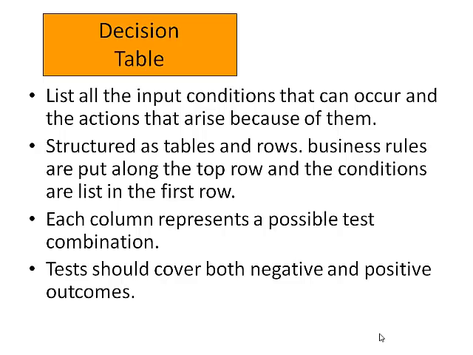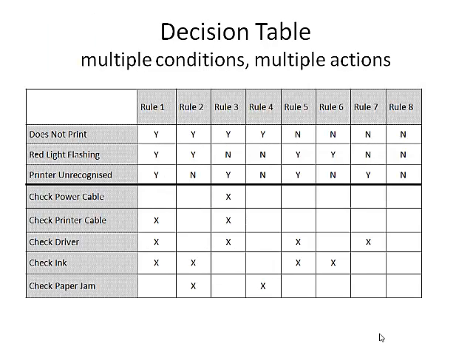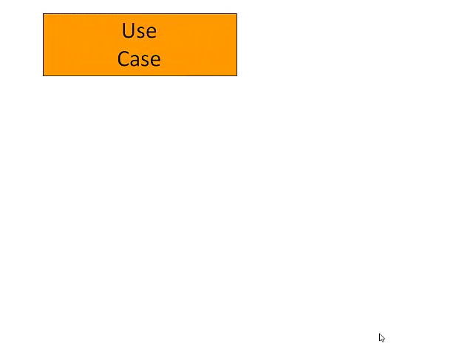Perhaps the easiest way to see it would be with an example. So here is an example of the rules around what is to be done when a printer is non-functional. We have the rules running along the top row, rules 1 through to 8. We have 3 conditions which might exist: not printing, red light flashing, printer unrecognized statement. And we have 5 things which we might want to check. So given a given set of conditions, this is what you do. This can be used to help create a test case, or a series of test cases, in this case at least 8. Moving on from decision tables, we're going to go and look at use case.